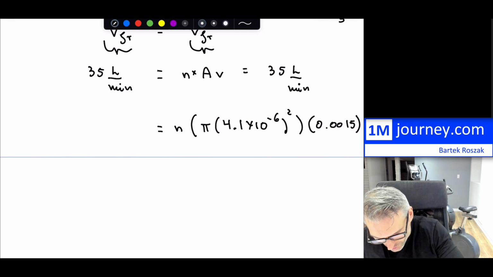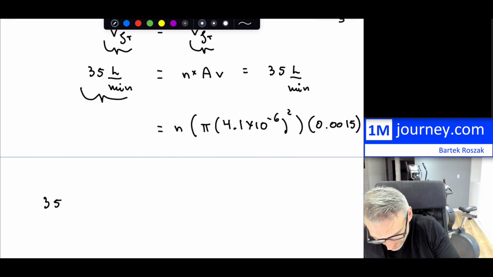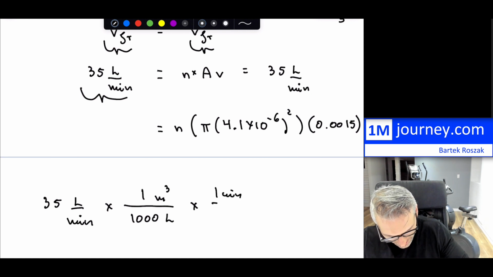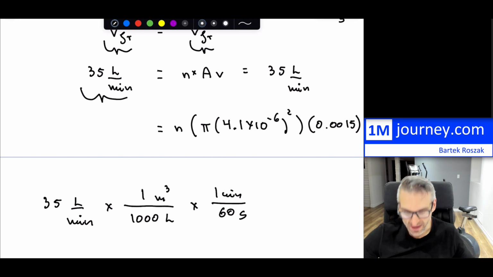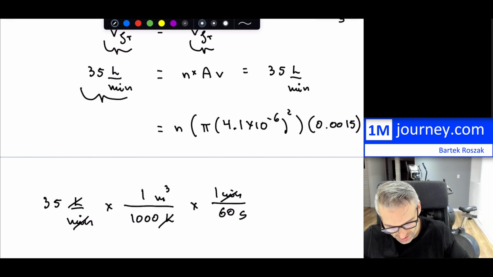Now I have forgotten, so I have to change this also to metric standard units. So 35 liters per minute. All right, so changing it back to metric standard units again. There's 1,000 liters in 1 meter cubed, and there is 60 seconds, of course, in 1 minute. So the liters cancel, the minutes cancel, and I'm just left with meters cubed per second.